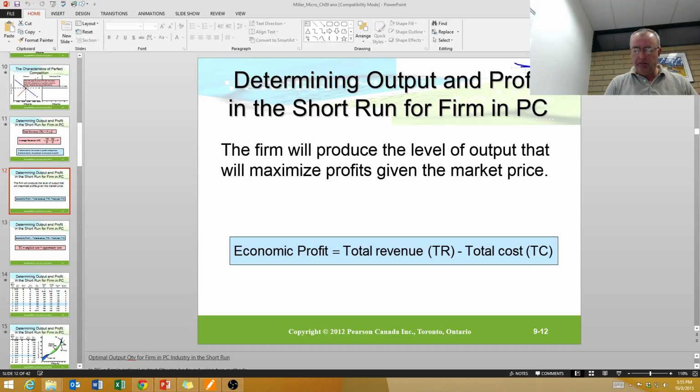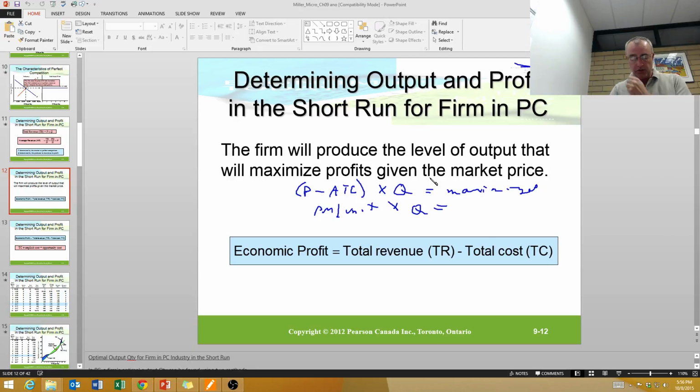Okay, so we mentioned before that in perfect competition, an individual company has no control over the price it receives for its product. And so the firm, to maximize its profits, only has to determine its profit maximizing quantity. So the profit maximizing point is where the price minus the average total cost times the quantity is maximized. And really what this means, this is the profit margin per unit times number of units. And that's our profit maximizing rate of output.